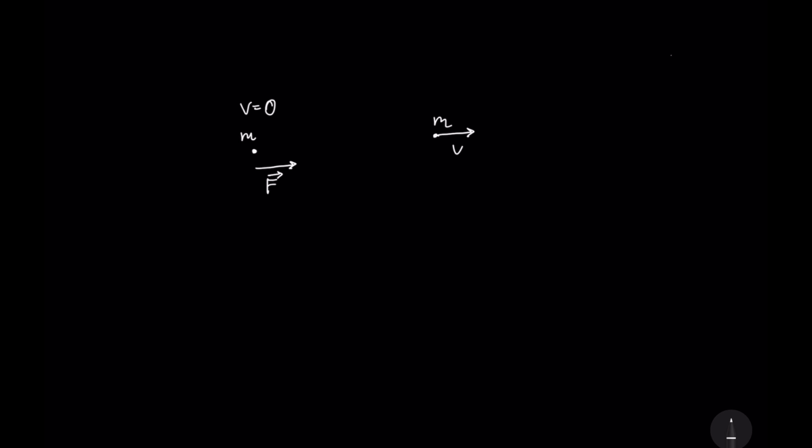So for the derivation, we'll have to take the following case. Let's say you have a mass of m. It doesn't have to be a point mass, but you accelerate it with the force F so that it attains a velocity of v. So this is the initial and this is the final.